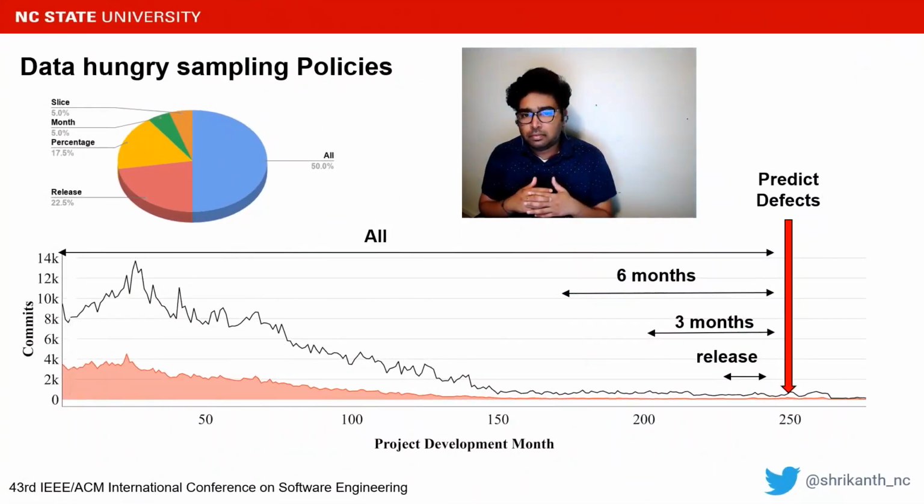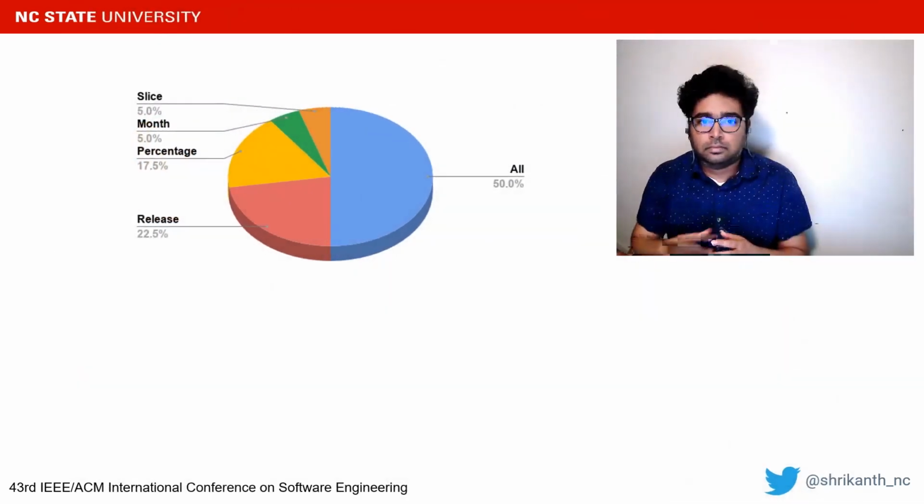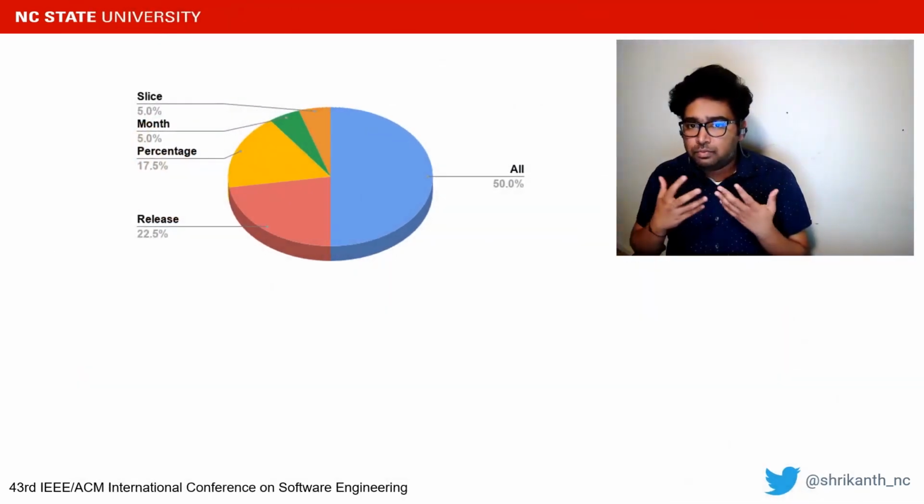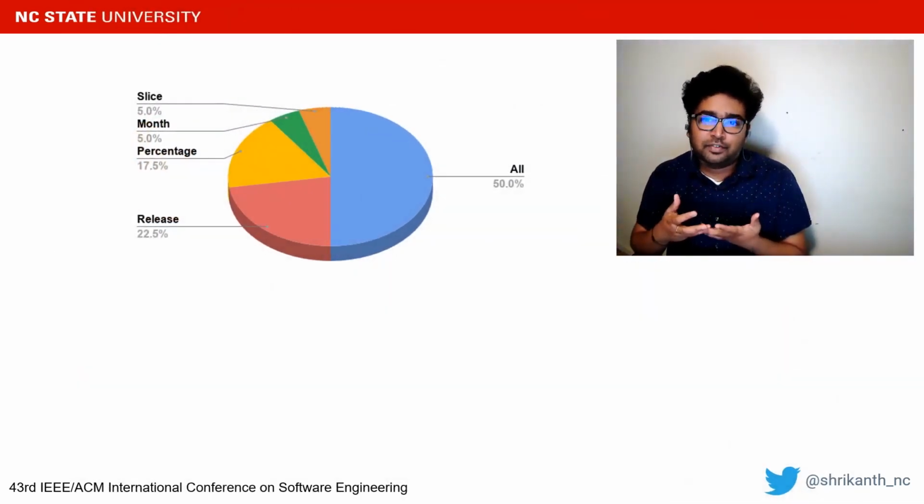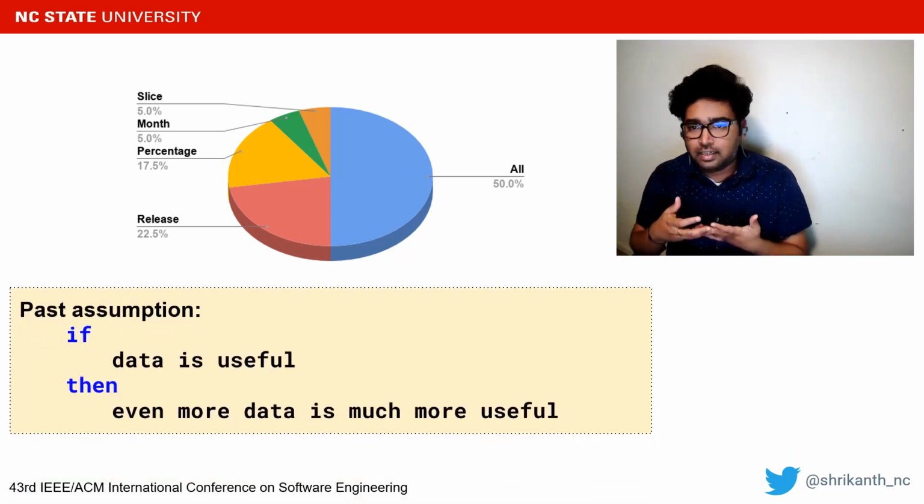There are some data-hungry defect prediction methods where one builds a machine learning model using all past software commits, or from the recent 3 to 6 months of software commits, or just chosen from the recent release. Over the years, we've bought into the assumption that if data is useful, then even more data is much more useful.